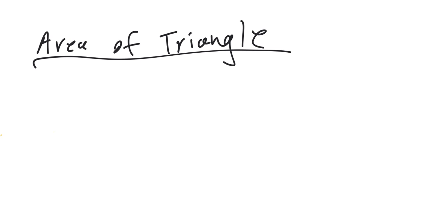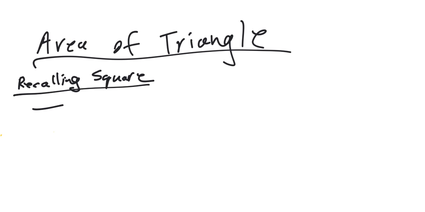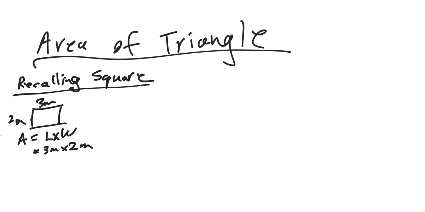So let's first start by recalling the square. When we're calculating the area for a square that looks like this, so this is 2 meters and this is 3 meters. What we did was we took the area of the square to be the length times the width. Then we took those numbers, 3 meters by 2 meters, multiplied them together and got 6 meters squared. Now, that's how we calculated our areas from before, okay?